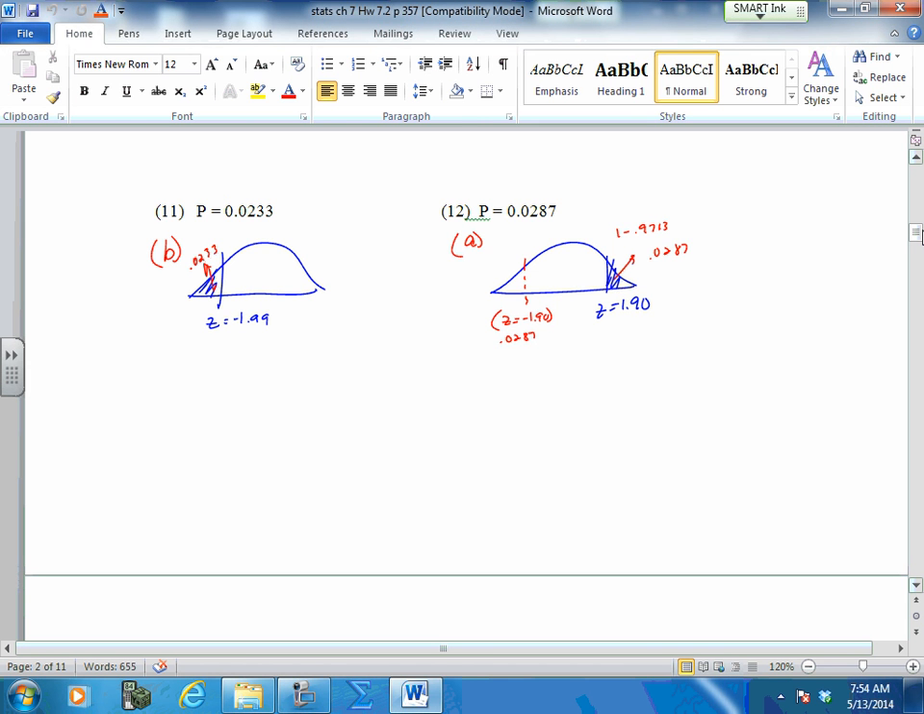Alright. This one, they gave you actually the higher one when you looked up the lower one. Just remember the symmetry in your curve.